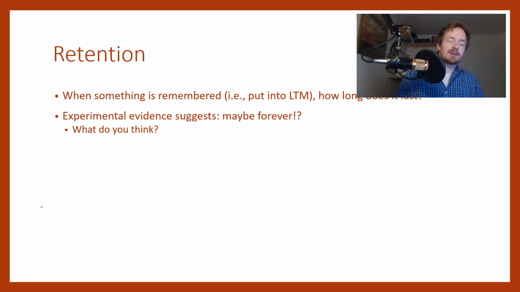This is kind of a baffling thing. A weird way to think about it is that a lot of laboratory research shows that whenever something is really in long-term memory, it might be there perpetually. It might be there forever. And part of that is based on the way that we are defining what long-term memory is.